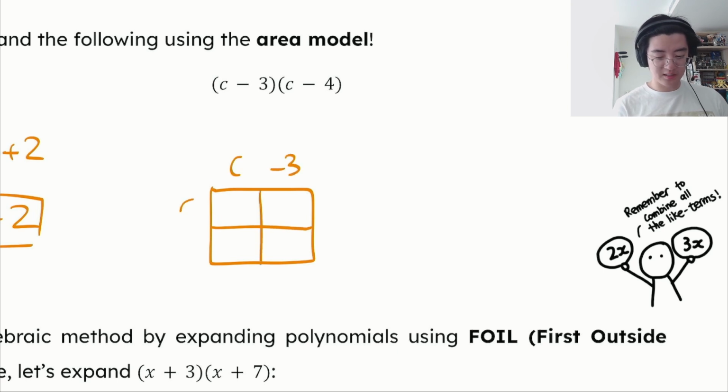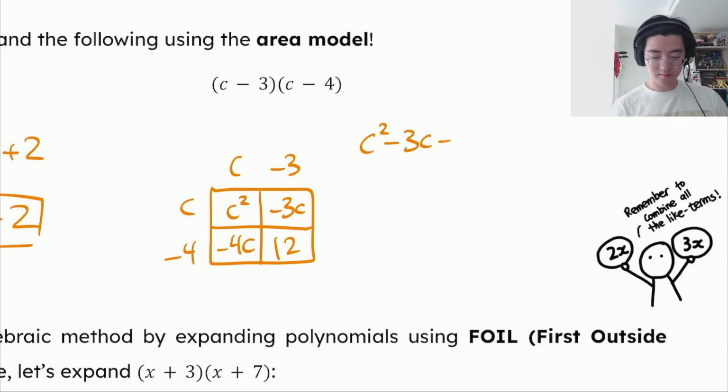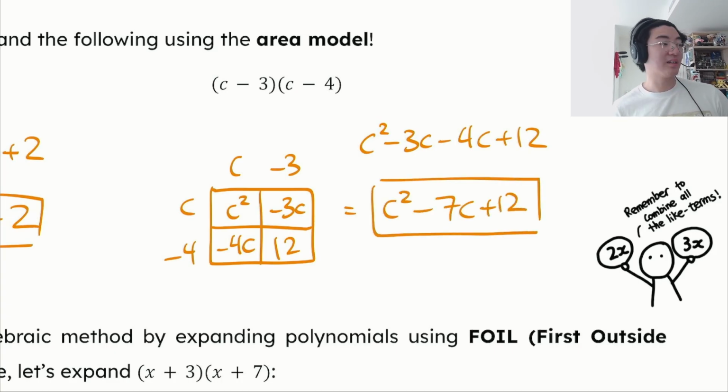c minus 3 times c minus 4. c times c is c squared, minus 3c, minus 4c. Negative 4 times negative 3 is positive 12. So c squared minus 3c minus 4c plus 12. Combine like terms in the middle. There we go, area model.